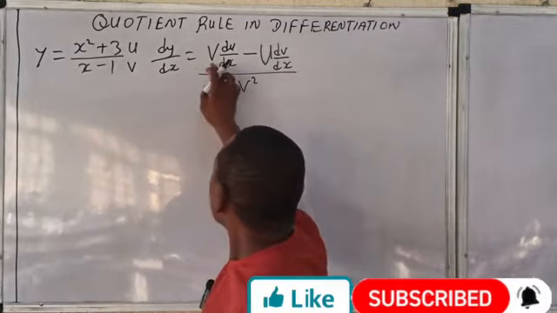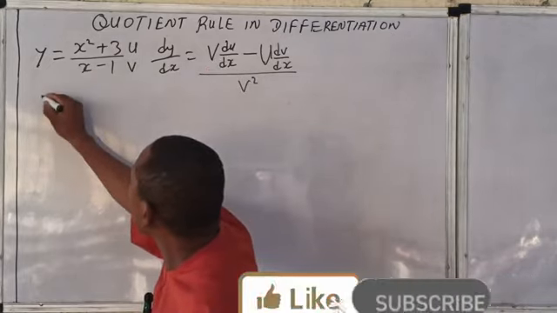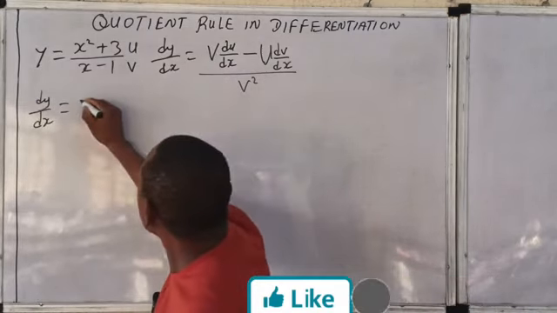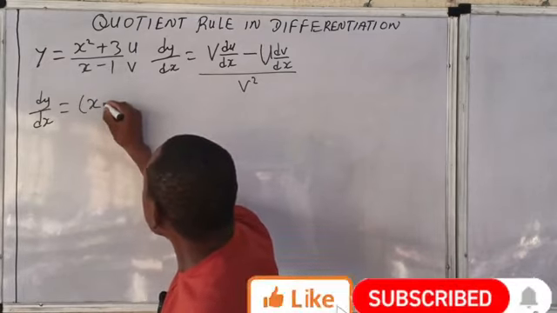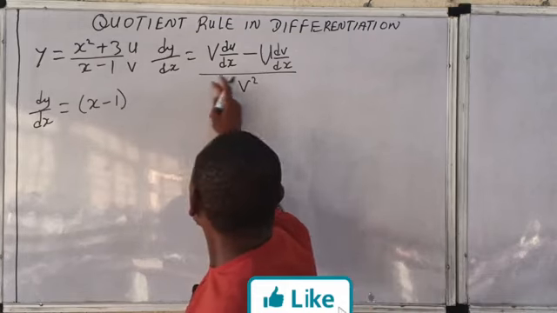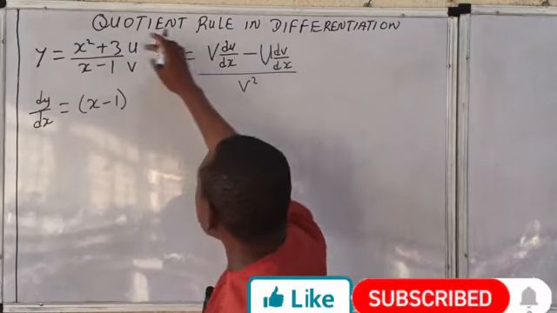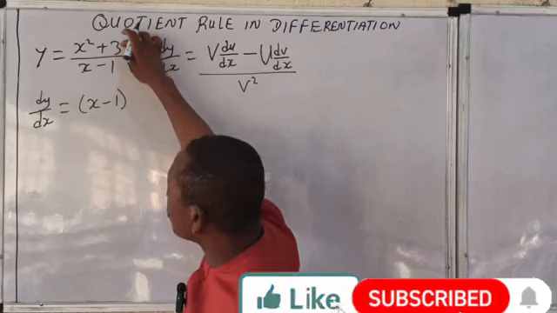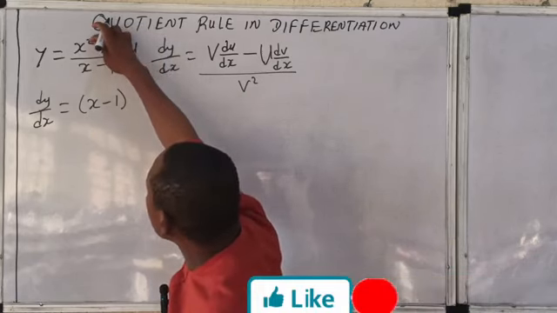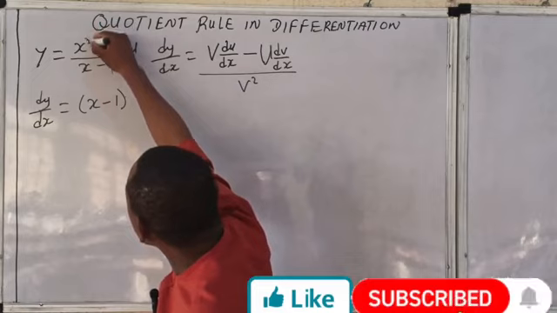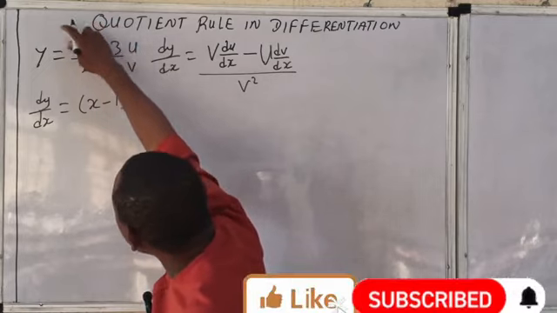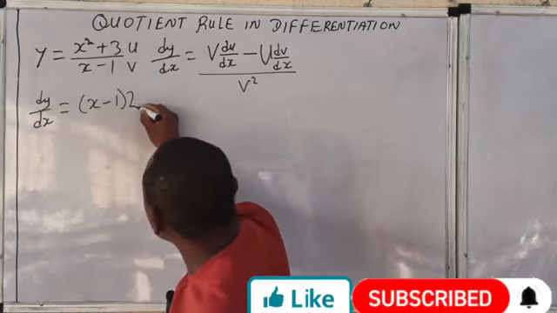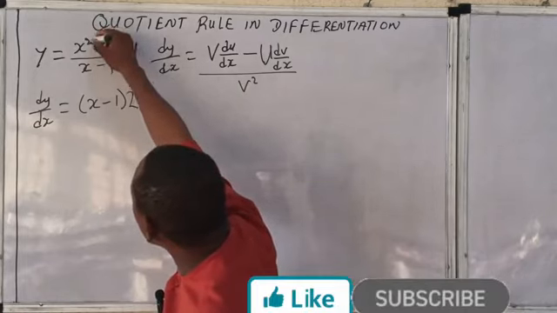So what is v? dy/dx is equal to, v here is x minus 1. Now, du/dx, that means you have to differentiate this. How do you differentiate this? If you differentiate this constant, you have 0, so that's not a big deal. You use this 2 to multiply the invisible 1 here, so 2 times 1 is 2. Now you subtract 1 from this power, so 2 minus 1 is 1.